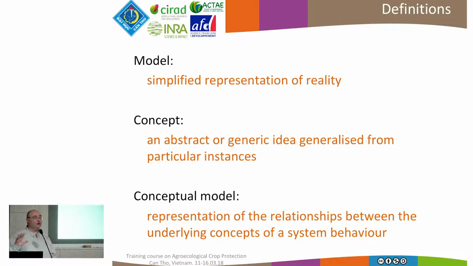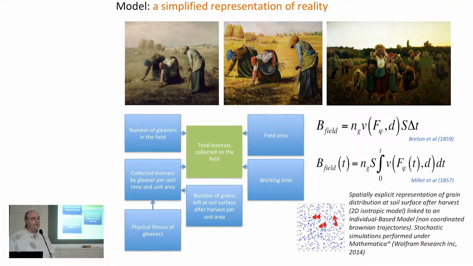So keep in mind that modeling is not something universal, it's a subjective representation. Each modeler will have their own representation of reality, and you can use different techniques. So imagine that Millet was not a painter but a modeler. Maybe he would have decided, okay, I will not paint this picture of gleaners, but I will design a conceptual model to represent the process of gleaning. So maybe he would end up with something like this. This is what is called a conceptual model.